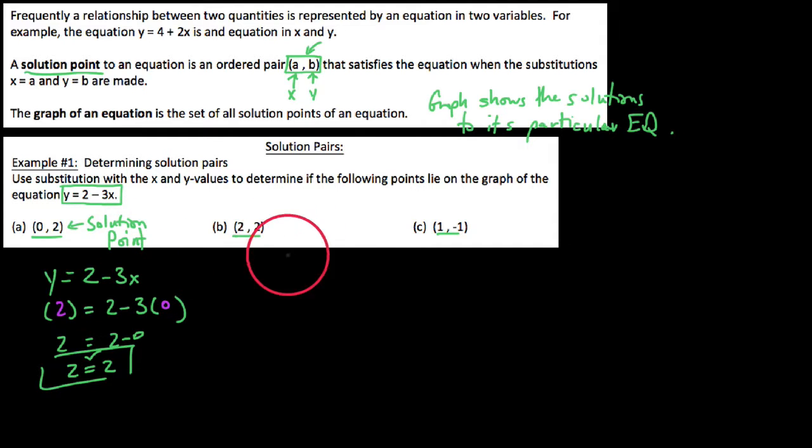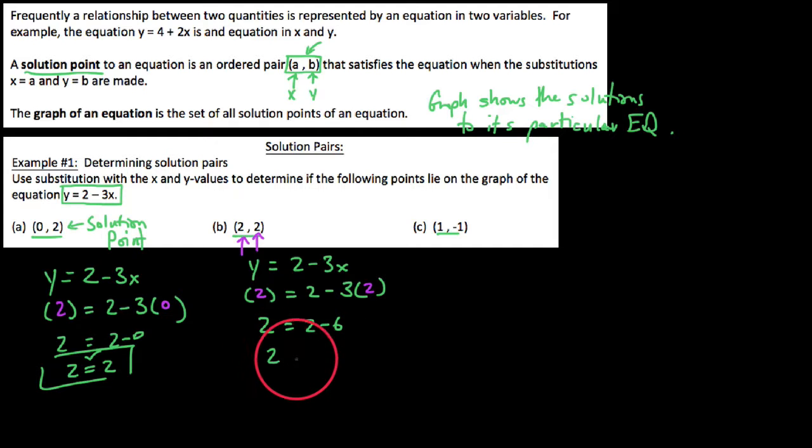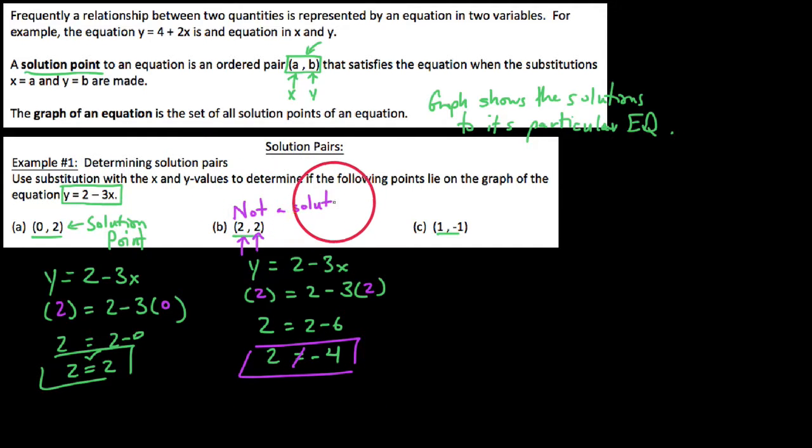Now, checking out the second point, would this be a solution? y equals 2 minus 3x. We run a substitution again, and everywhere we see our y, we replace it with this positive 2, and everywhere we see an x, we have a positive 2 here as well. We get 2 on the left and 2 minus 6 on the right. In this instance, we get 2 equals negative 4. Since this is a false statement, this point is not a solution point.